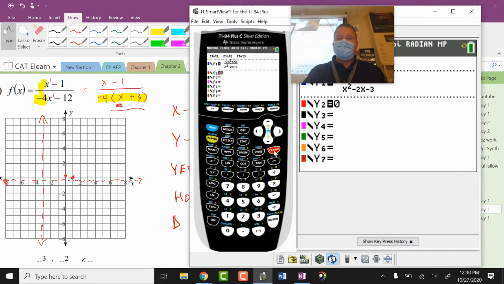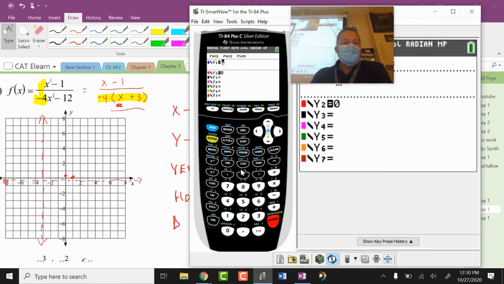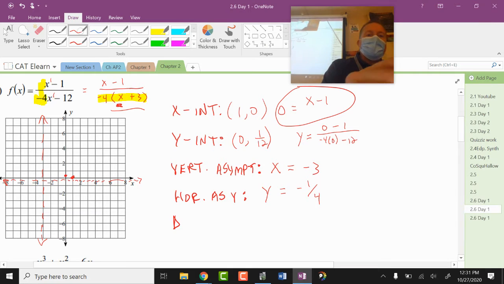Y equals. Second, y equals for fractions. And then we go x minus 1 over -4x minus 12. You know what, though? I don't really need to do this. And many of you should not need to do this because I'm going to go ahead and hit graph here in a second.